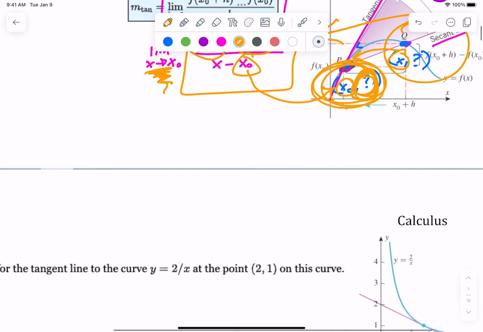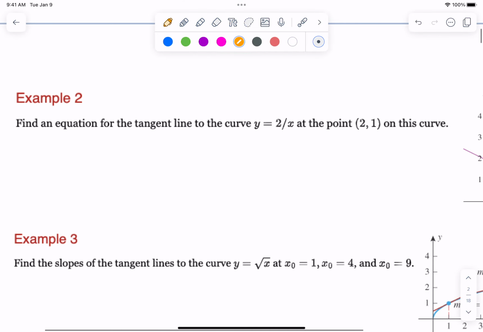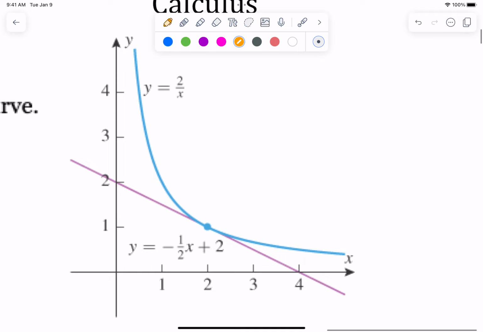All right, we'll get down to here. You guys have this filled in, so just watch. The two things they give me are the function itself, which I'm going to call f of x equals 2 over x, and the point 2 comma 1. We know the answer. This is what the answer looks like. We want to eventually do this without having to look at the graph, but this is what we're doing.